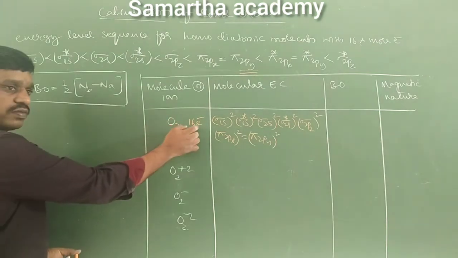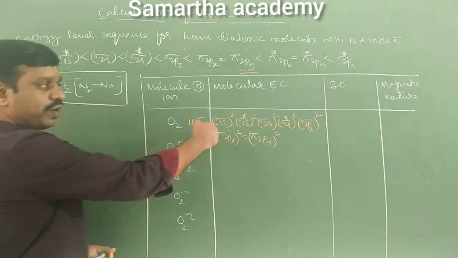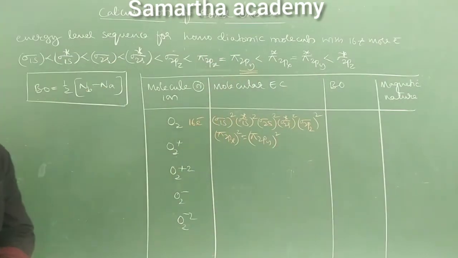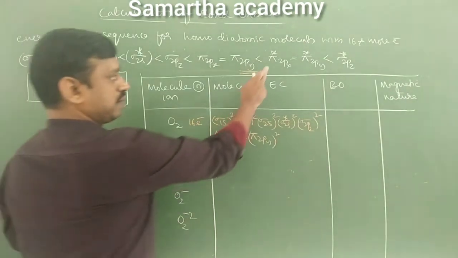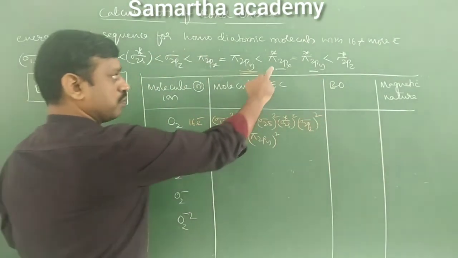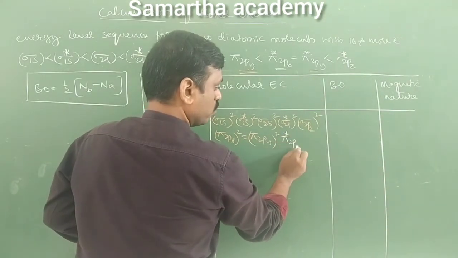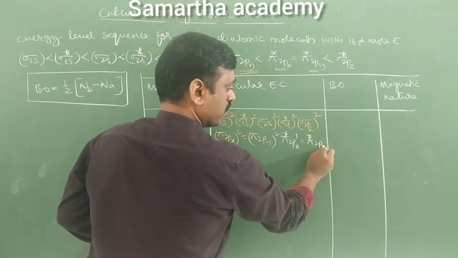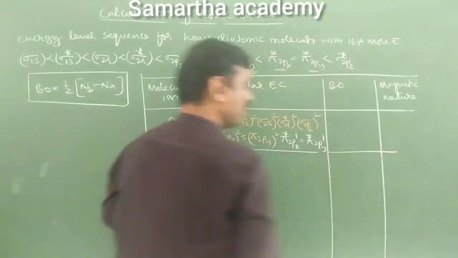There are 16 electrons total. Out of 16, 14 are already filled. Still 2 more electrons should be filled. These 2 more electrons enter into pi star 2px and pi star 2py. Since both are degenerate, one electron enters into pi star 2px1, and one into pi star 2py1. So this is the electronic configuration of the O2 molecule.